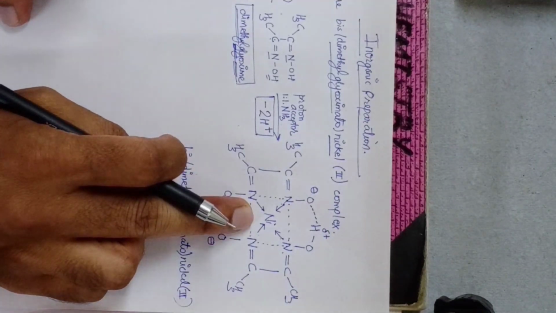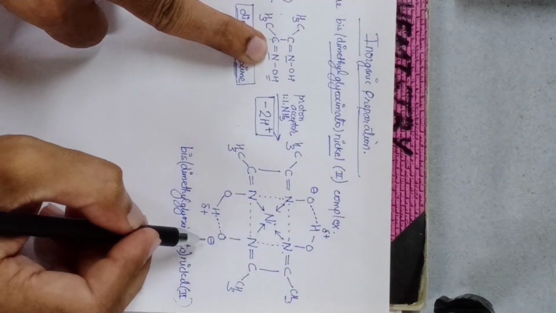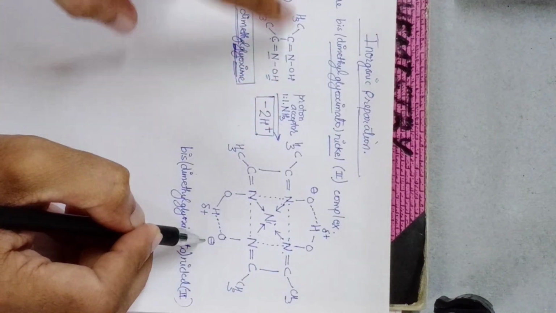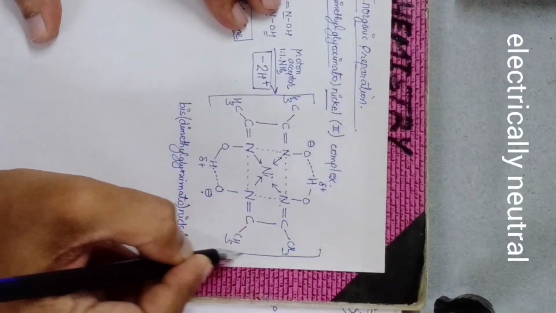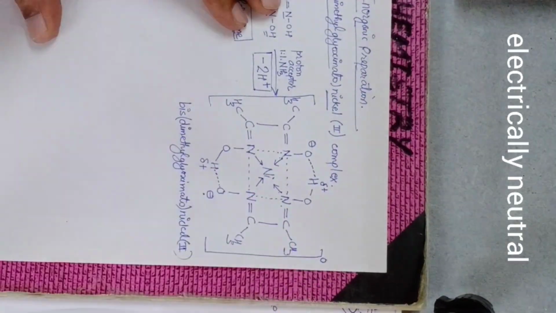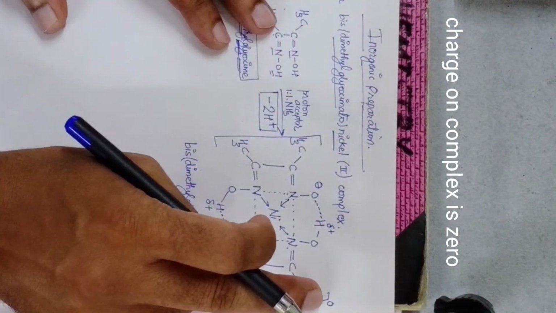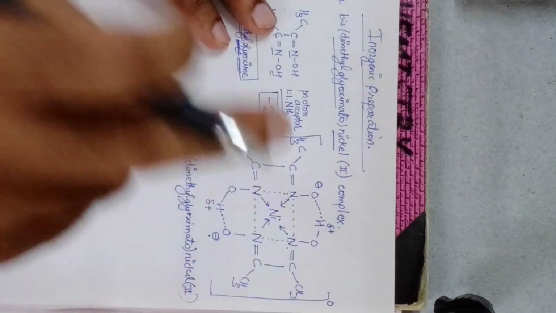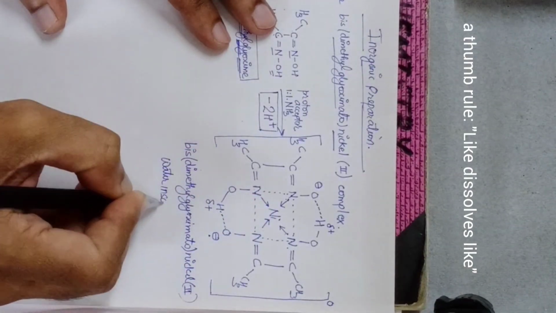Furthermore, if you see, the oxidation state of nickel is +2. And what is the charge on one ligand? -1. Charge on another ligand? -1. So total negative charge is -2. Total positive charge is +2. +2 -2 is 0. So the complex as a whole is electrically neutral. There is no charge on this complex, and we know that if the species is not charged, if there is no partial or complete charge on that species, that compound has to be water insoluble.